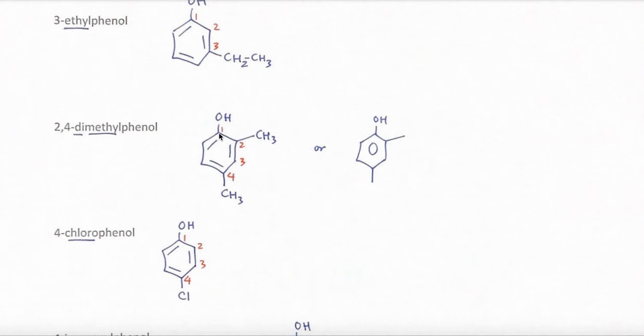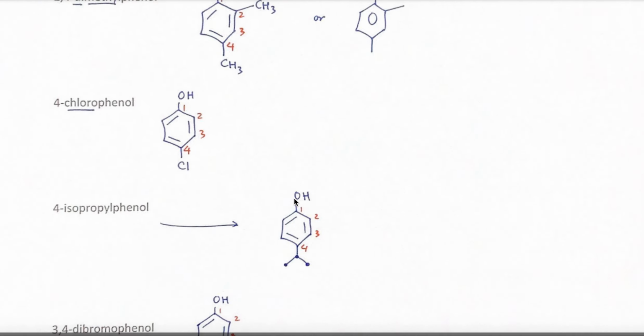Remember, the OH right there, that carbon is always number 1, okay? That's a fixed one, but that's so important. That's the most important functional group in this molecule. This molecule has 2 functional groups, by the way, alcohol and aromatic, okay? 1, 2, 3, 4, so 2,4-dimethylphenol. Again, 2 functional groups, aromatic and alcohol, okay?